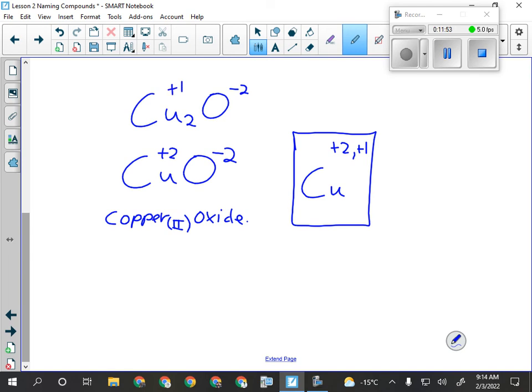Okay, so this stuff would be written as copper 1 oxide. Question? Pardon me? Yes. Okay, is that sort of making sense? Okay, so now we don't have this problem anymore. When I write the name of those 2 compounds, people will know which one I'm talking about, because I put a Roman numeral in that denotes which one is which.